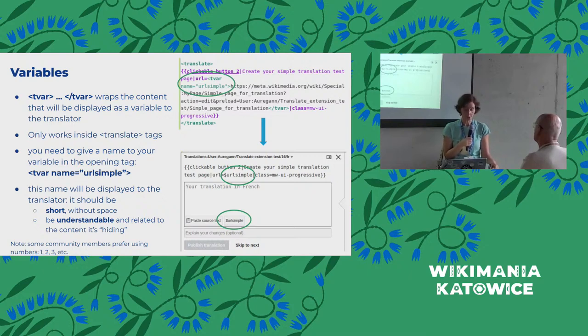To my opinion, it should be understandable and related to the content that it's hiding, kind of. However, this is one of the points where not everyone in the community agrees. Some people prefer giving it just number 1, 2, 3, etc. But back then in computer science university, they told me to always give understandable names to my variables, so I keep doing it. You can do what you prefer, I guess.